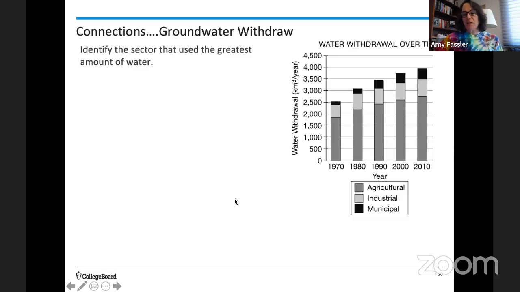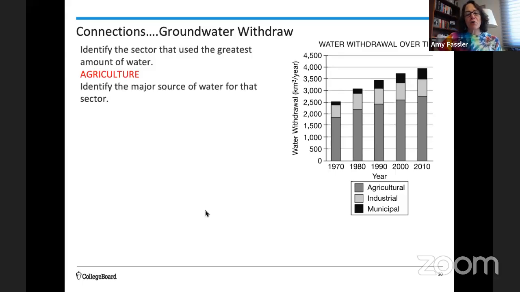So they could ask me a simple question to just interpret the graph. Which sector uses the greatest amount of water? You may have known that without looking at the graph, but it's agriculture. And the source of that water, where most of the water for irrigation comes from, is groundwater. Not all of it, but a large source of it is. You're going to dig into irrigation techniques, I think, tomorrow a little bit more.